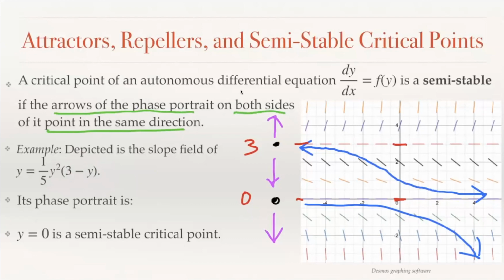So it's semi-stable if the arrows in its phase portrait on both sides point in the same direction, because that pointing in the same direction corresponds to that we're moving toward it above it, if it's like this, and moving away from it below it. So y equals 0 would be called a semi-stable critical point.